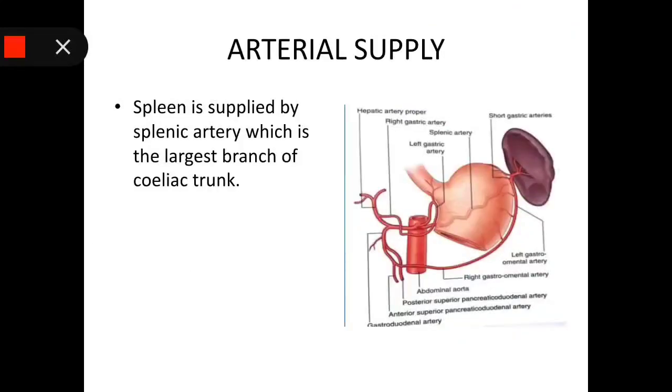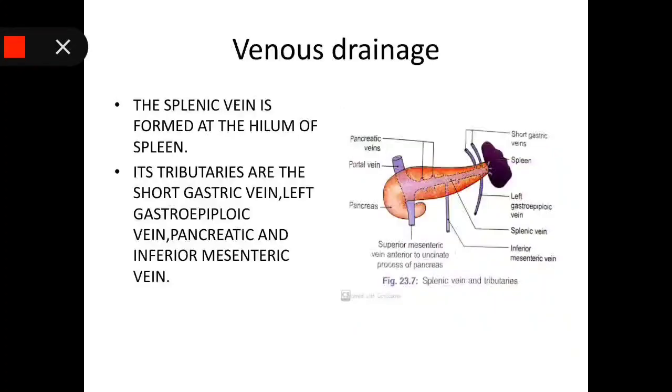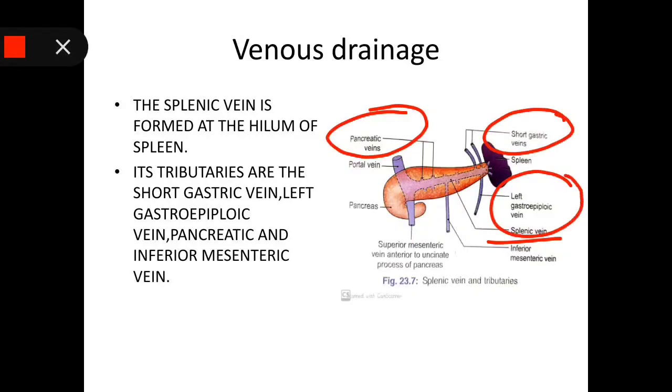Arterial supply. The spleen is supplied by the splenic artery, which is the largest branch of celiac trunk. Venous drainage. The splenic vein is formed at the hilum of spleen. Its tributaries are pancreatic vein, short gastric vein, left gastroepiploic vein, and inferior mesenteric vein.